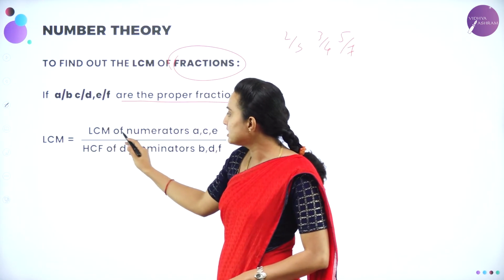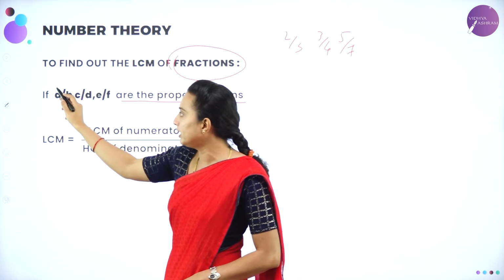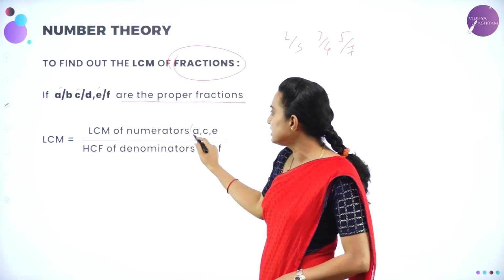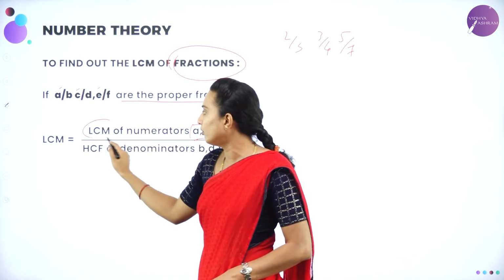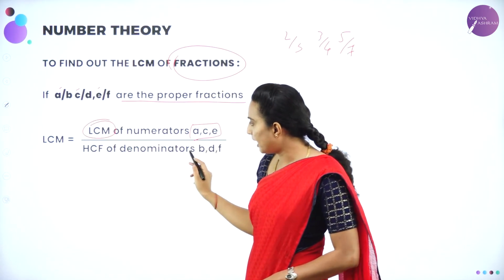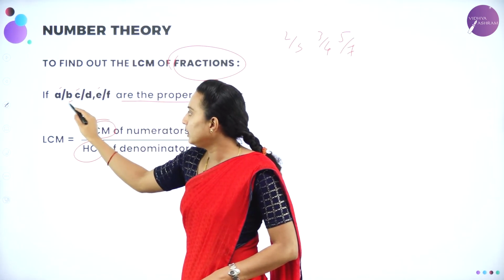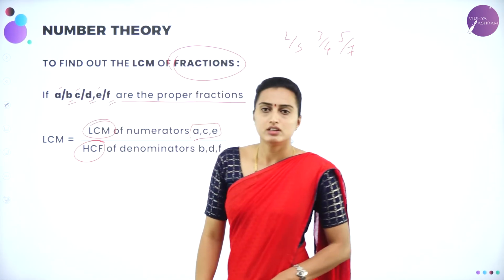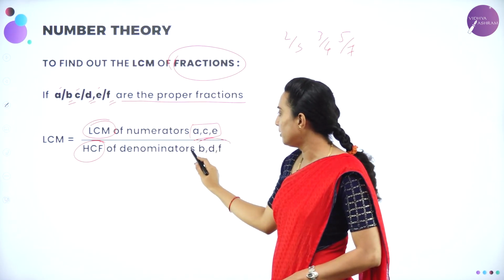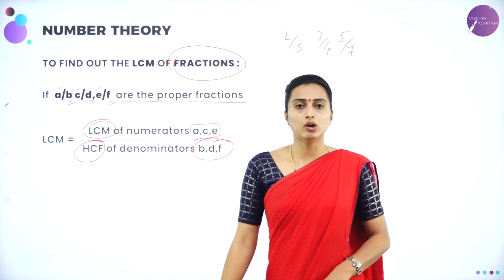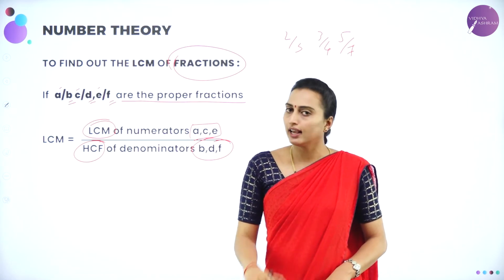You are going to take the LCM of the numerators. What are the numerators? A, C and E. So LCM of the numerators A, C, E, and then divided by the HCF of the denominators. What are they? B, D and F. So HCF of the denominators B, D and F. This is the procedure to find the LCM when proper fractions are given.